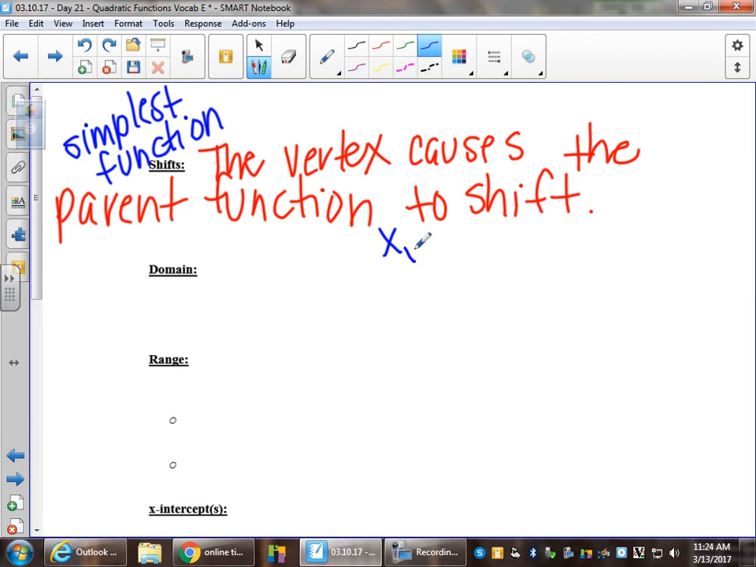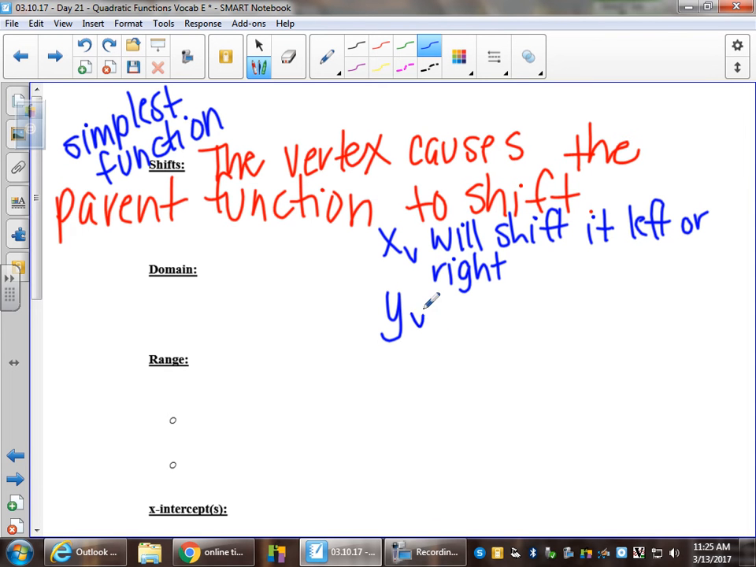XV will shift the function left or right. YV will shift it what? Exactly. Up or down.